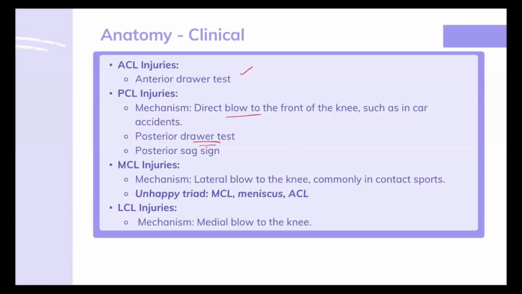Now, MCL injuries, medial collateral ligament injuries, these are obviously, we have the unhappy triad. We'll come to it in a bit. And then we also have lateral collateral ligament injuries, which is when you have a medial blow to the knee.